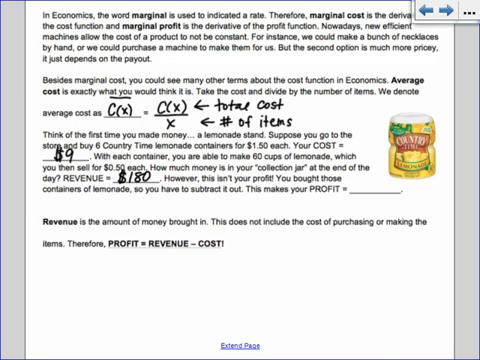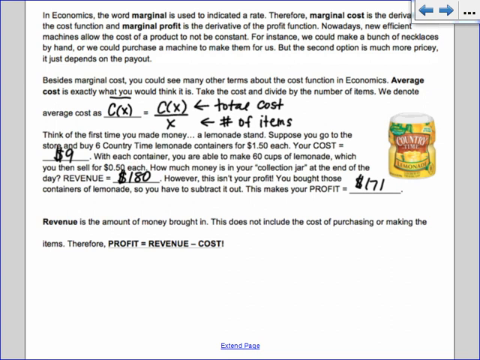However, this is not your profit, because if you're a good little kid, you always pay your mom back for what she spent on that lemonade, or if you went to the store and bought it yourself. So you really spent $9 on that lemonade, so how much is your profit really? 171.